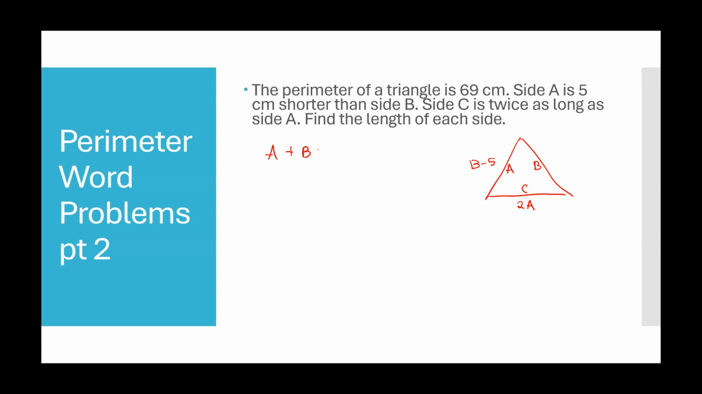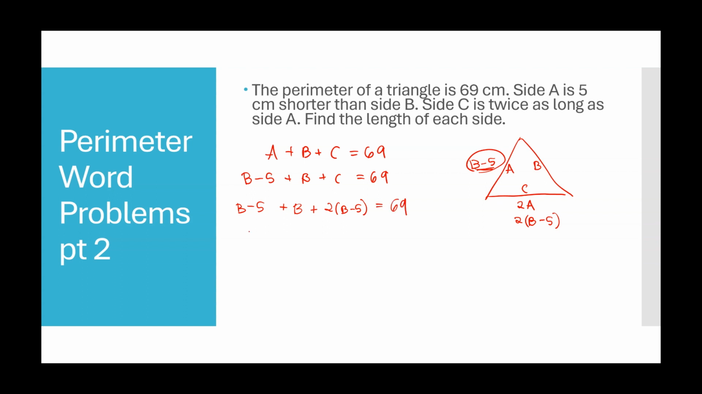So A plus B plus C is 69. Fantastic. We know that at least. We know that A is actually the same as B minus 5. So let's put that in instead for A. And we know that C is the same as 2 times A. But listen, I don't want to put A back in. I just took it out. So instead of A, let's put what we know A is equal to. B minus 5. So I have A plus B plus 2 times A is C, sorry.